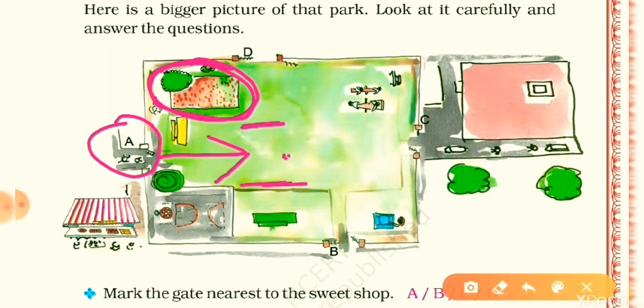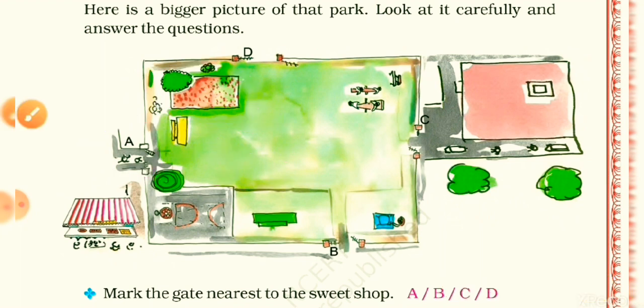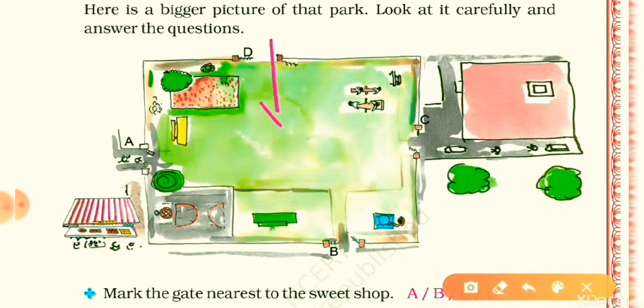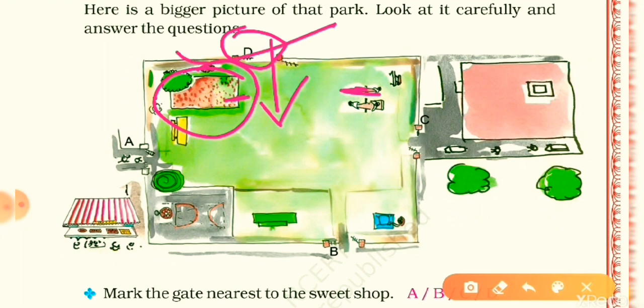And now let's enter from gate D. So this will be your direction. This is your right side and this will be your left side. So you can see that when you enter from gate D, the flower bed is exactly on the right side. So we can say that Suhasini entered from gate D.